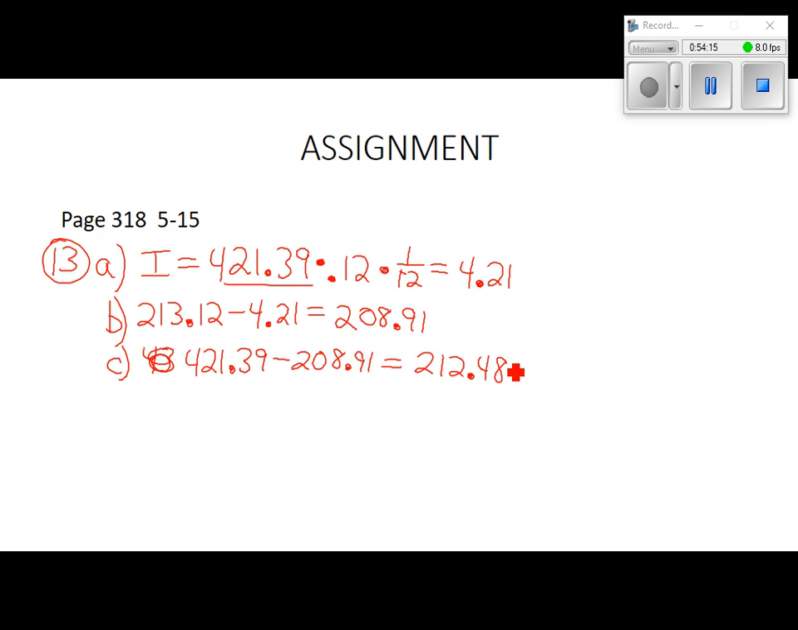Now, just looking at this, before I go on to number 14, if we still owe them $212.48, how much is our monthly payment? 213.12. So it looks like in the next month we should be able to do what? Pay it off. All right.